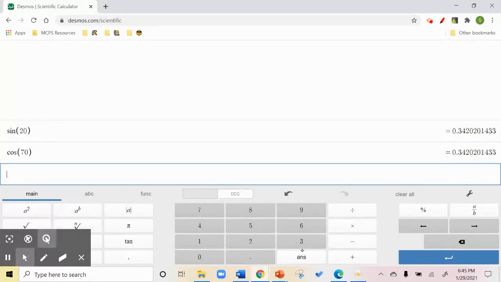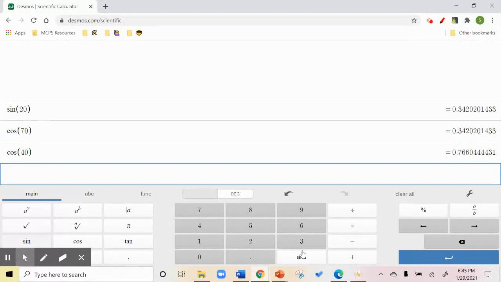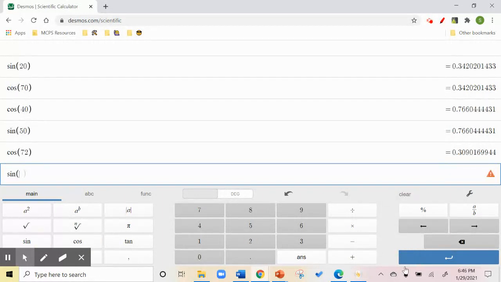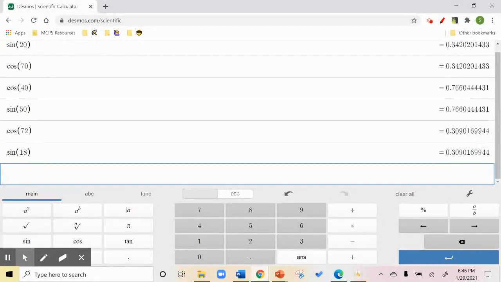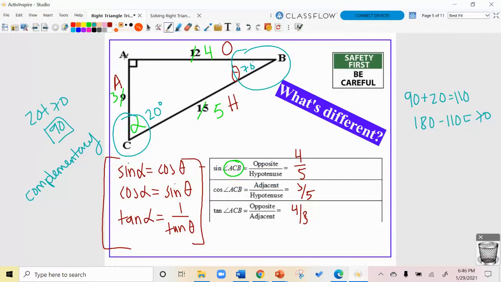Let's do it again. What if I gave you another one? And I said the cosine of 40. Okay, what should I put in the sine of to get the same thing? 50. Whoa, pretty cool, right? Let's do a harder one. What about the cosine of 72? What should I put in the sine of? 18. They are complementary. They sum to 90 degrees. Really neat connections to make.